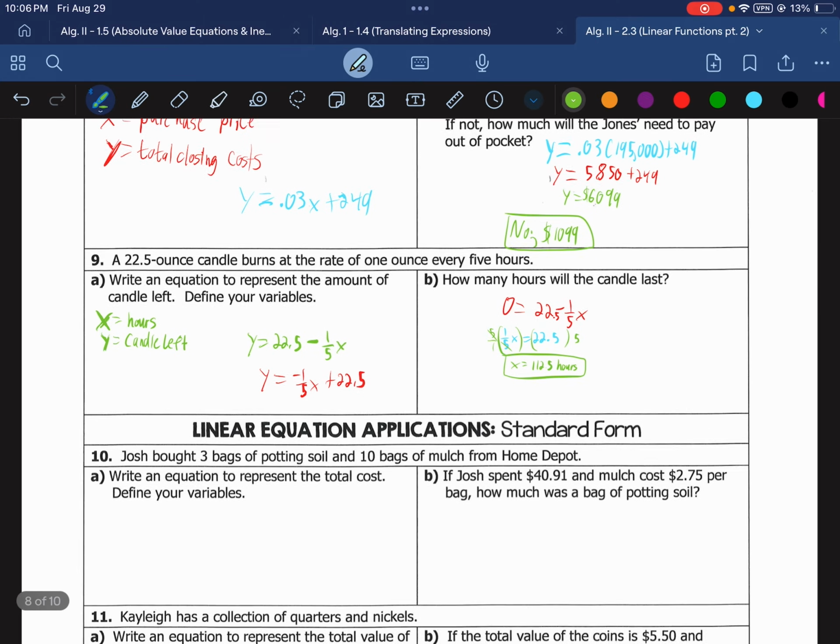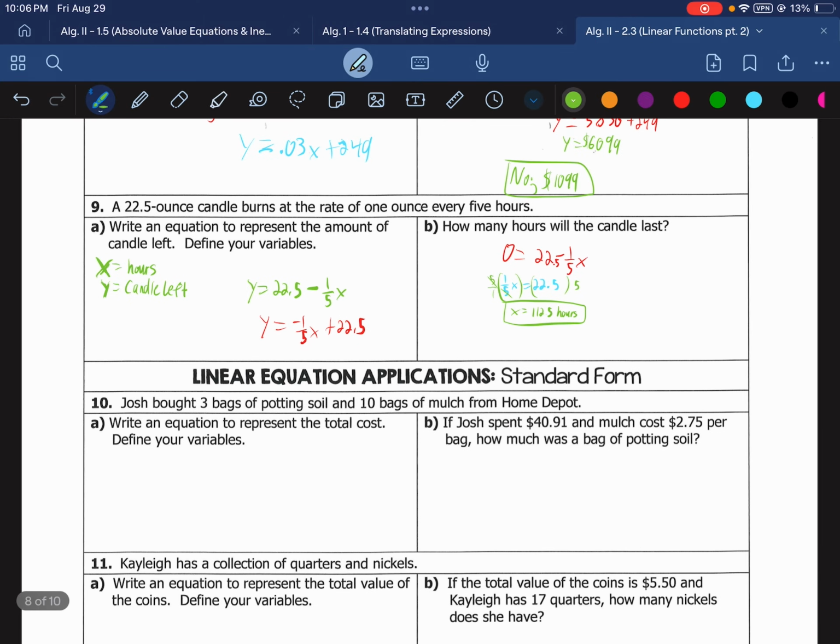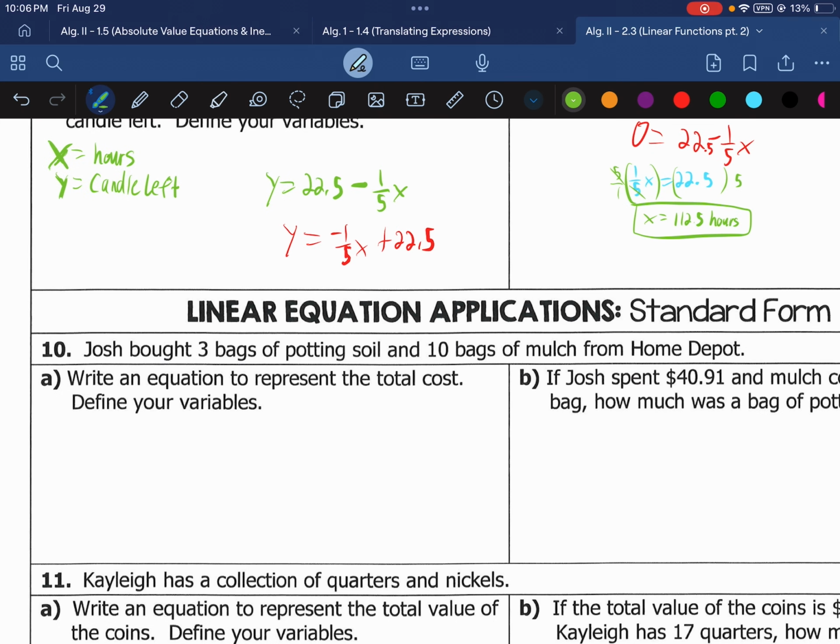So some more applications, but this time we're going to have it in standard form. A quick reminder, standard form is ax plus by equals c. Now, Josh bought 3 bags of potting soil and 10 bags of mulch from Home Depot. Write an equation to represent the total cost and define your variables. So we don't know the cost of the potting soil and we don't know the cost of the mulch. So x will be the cost of the potting soil, and y would be the cost of the mulch.